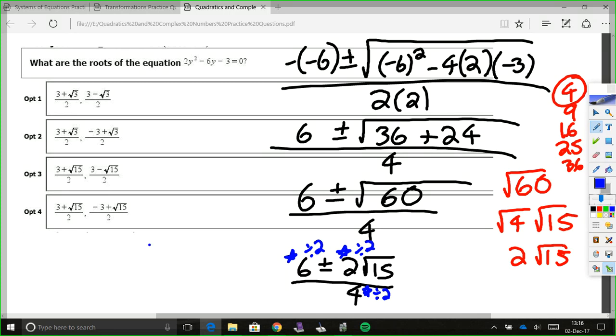The 6 divided by 2 becomes 3. The 2 divided by 2 becomes 1. Right? So we can leave the 1 there or not. We still have the square root of 15, of course. And the 4 divided by 2 is 2.